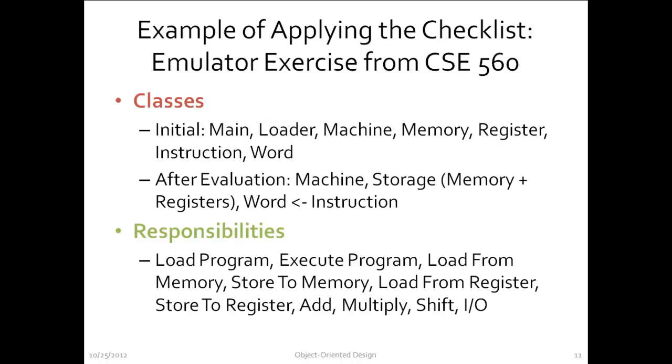When the design checklist is applied, the classes get configured in the following way. You get a machine class, a storage class that contains both the memory and the registers, a word class and an instruction class. You will see that this consolidation reduces the coupling among classes. For example, the loader class doesn't need to know the exact implementation of memory, which it would have to do in the previous design. Now the load operation is inside machine, memory is inside machine. The entire knowledge is kept inside the machine class.